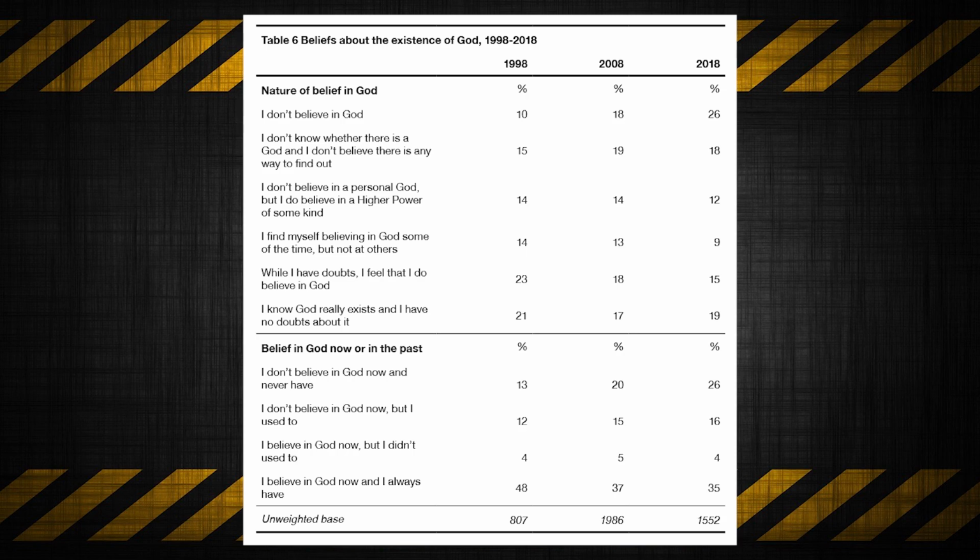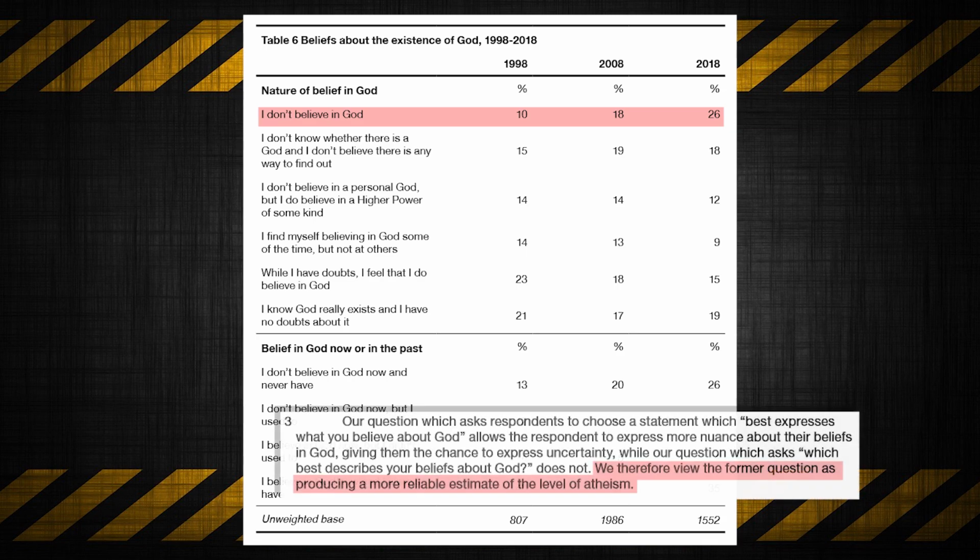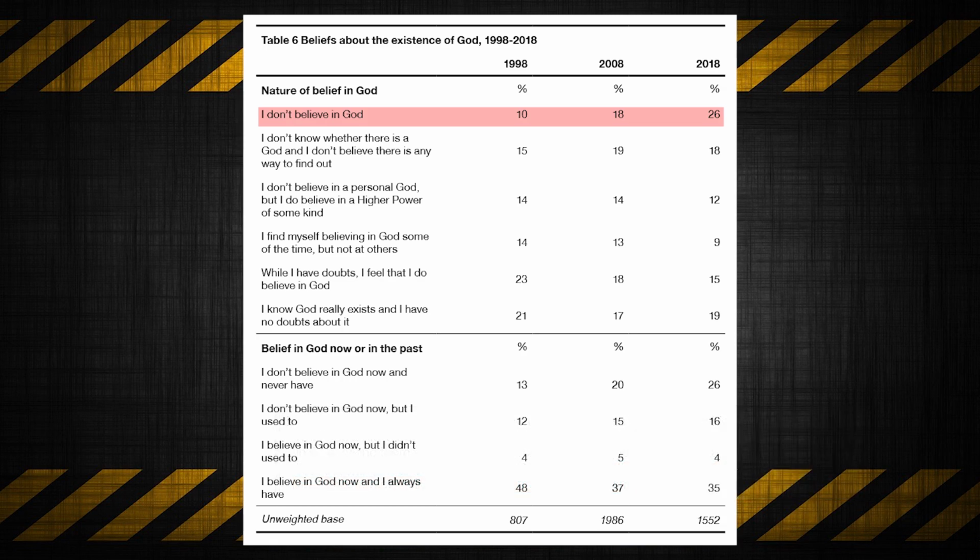How they are defining atheism is "I don't believe in God," which I know some people will say is a very hard position, and you can be an atheist without taking such a hard position. But that is the position that they're taking here. And that has gone from 10% in 1998 up to 26% in 2018.